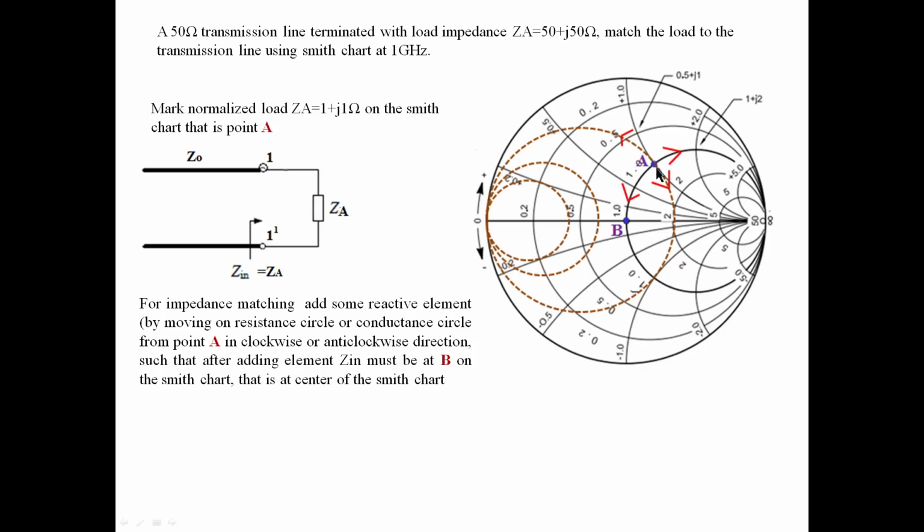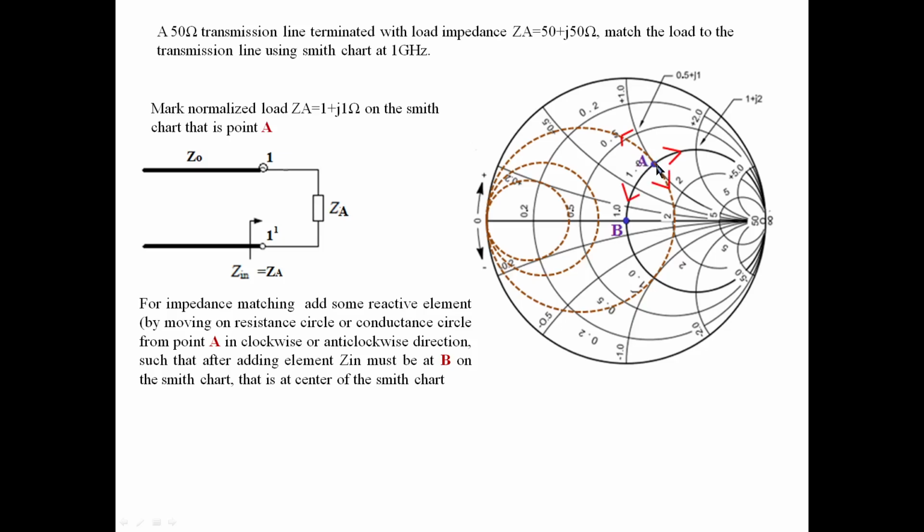So first, we have to decide in which direction and on which circle we have to move. We can move over the resistance circle from this point, either in the clockwise direction or in the anti-clockwise direction. If you move in the clockwise direction, it adds a series inductor. If anti-clockwise, it adds a series capacitor. That is one, two ways.